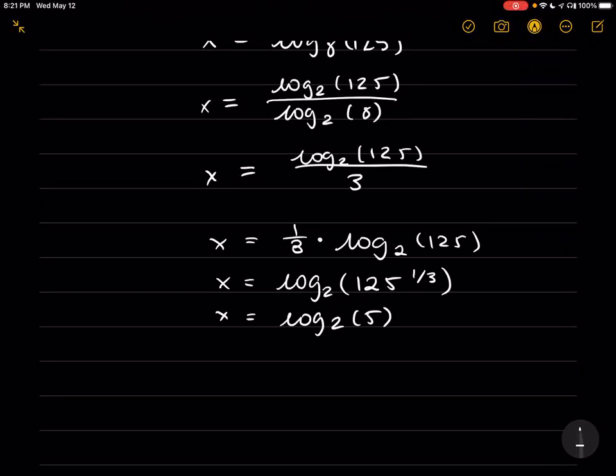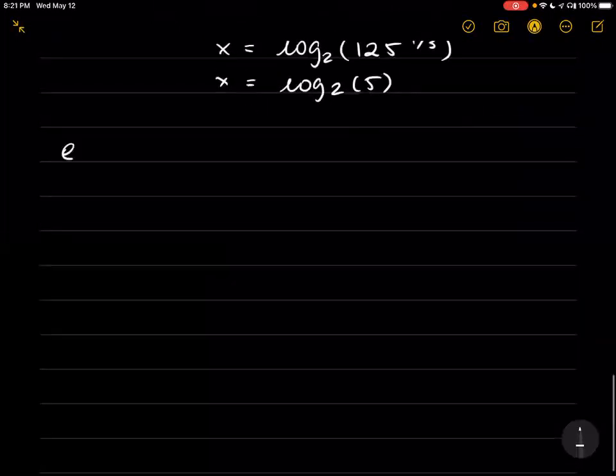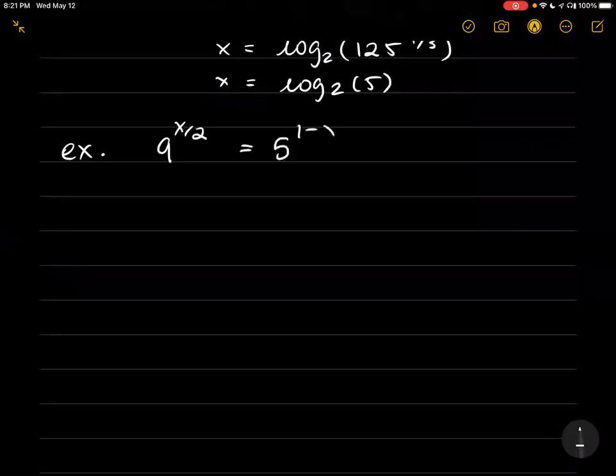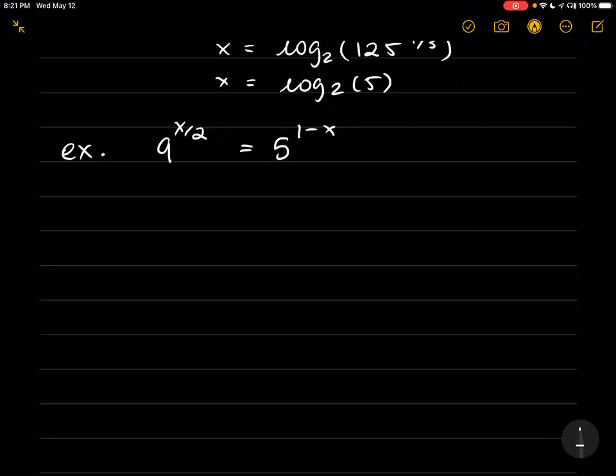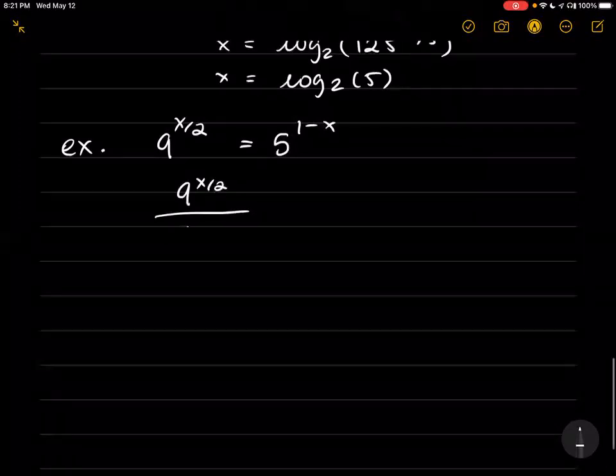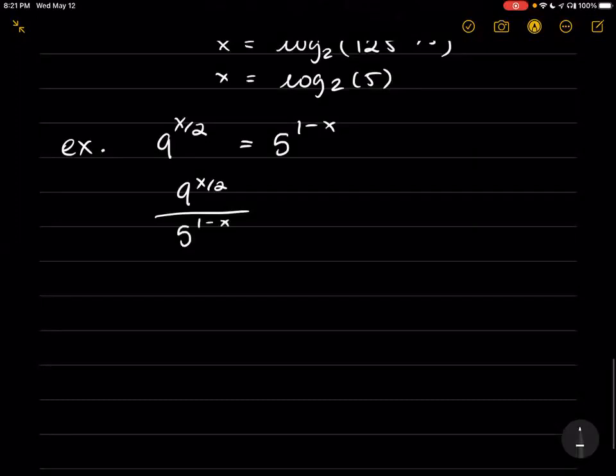Okay, cool. So let's go ahead and look at maybe another example, something we might see. Let's say we wanted to solve for x, and we had 9 to the x over 2 power equals 5 to the 1 minus x. This one's a little bit funkier. But let's go ahead and do the first step, which is we want to isolate the exponential expression on one side of the equation. So I'm going to go ahead and divide both sides by 5 to the 1 minus x power. And so we get 9 to the x over 2 power over 5 to the 1 minus x power. And that's going to be equal to 1.